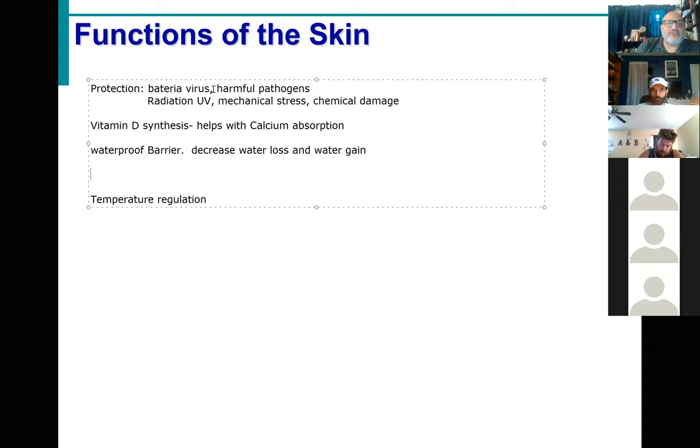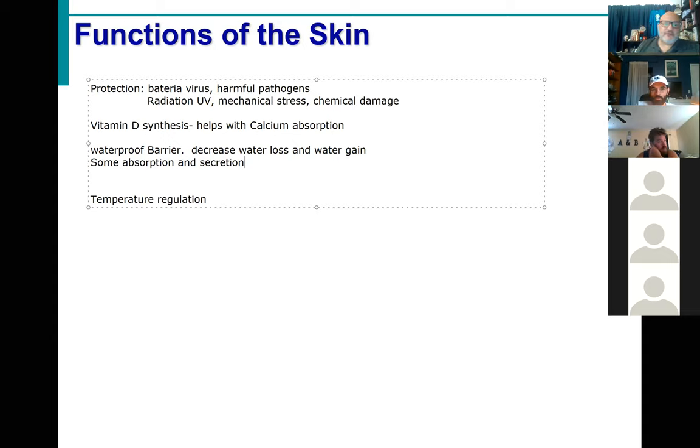Now, when we get back to this waterproof barrier, as we talked about, it is an important waterproof barrier to decrease water loss and gain. But is it a completely impenetrable barrier? No. So there is going to be some absorption and secretion that is going to take place through the skin. I think we talked about this already.